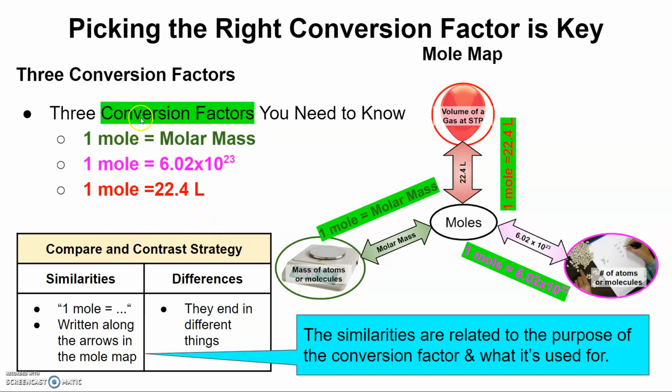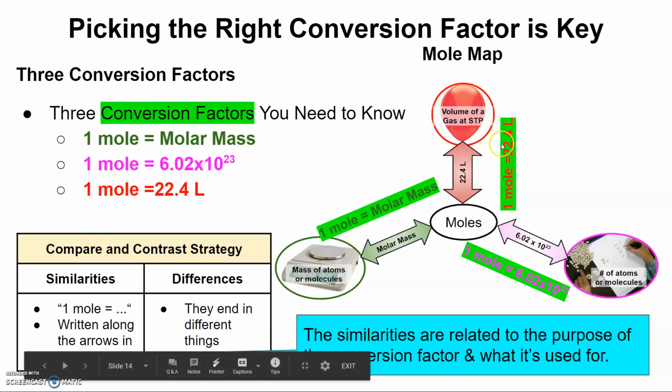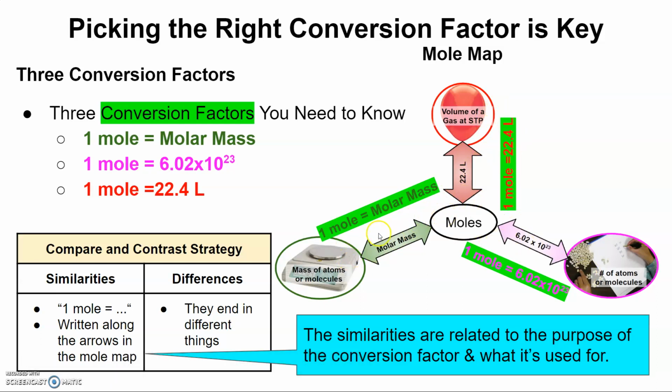I noticed that all three conversion factors start with 1 mole is equal to something else. So they all have 1 mole equals in the conversion factors. I also noticed that in the mole map, the conversion factors are all written sort of along the arrows there. So let's take a look at these similarities and understand them, because by understanding the similarities, we'll understand more about the purpose and the usefulness of the conversion factor.